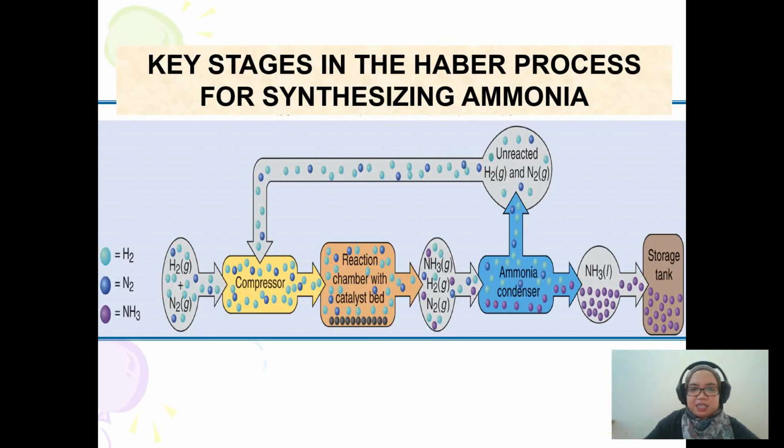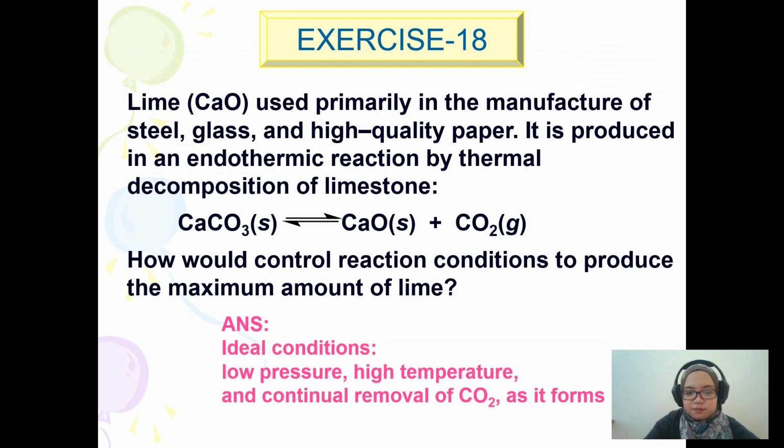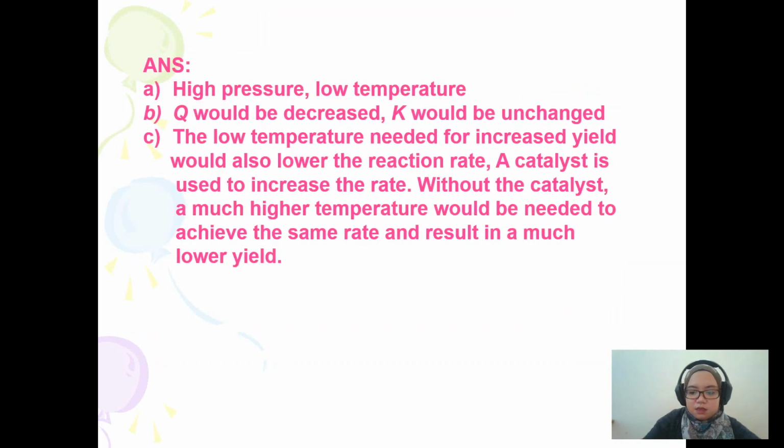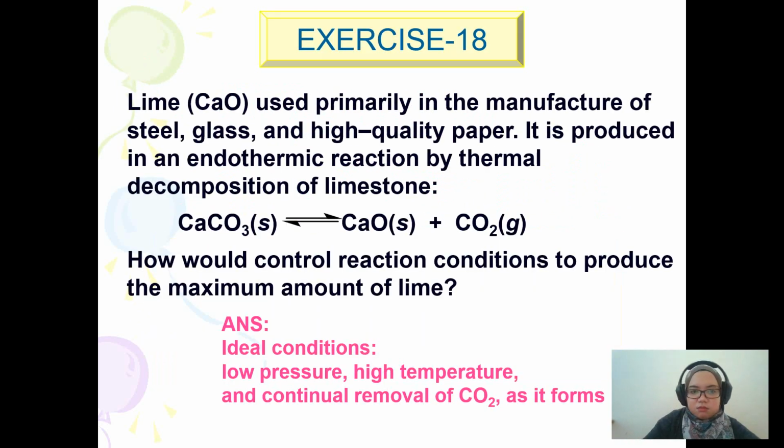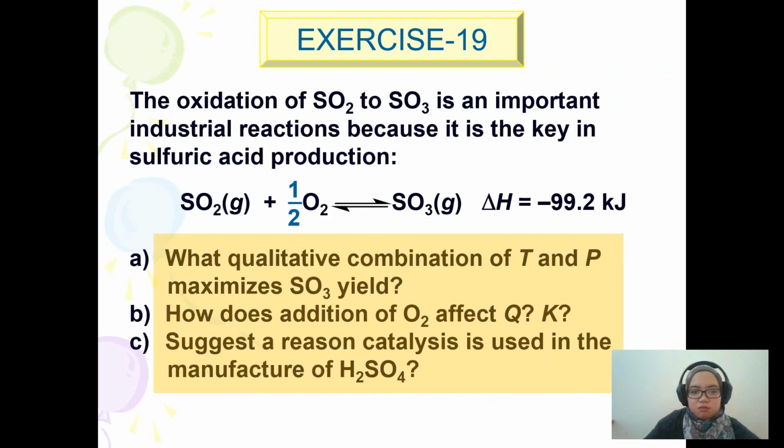So, this is the key stage in the Haber process lah. Daripada H2 dengan N2 gas pergi compressor, and then react in the catalyst bed to form NH3. Dekat ammonium condenser ni, sama macam ni, form NH3. So, dia akan storage. So, macam ni lah dia punya formation of Haber process. Ini boleh buat sendiri, okay?